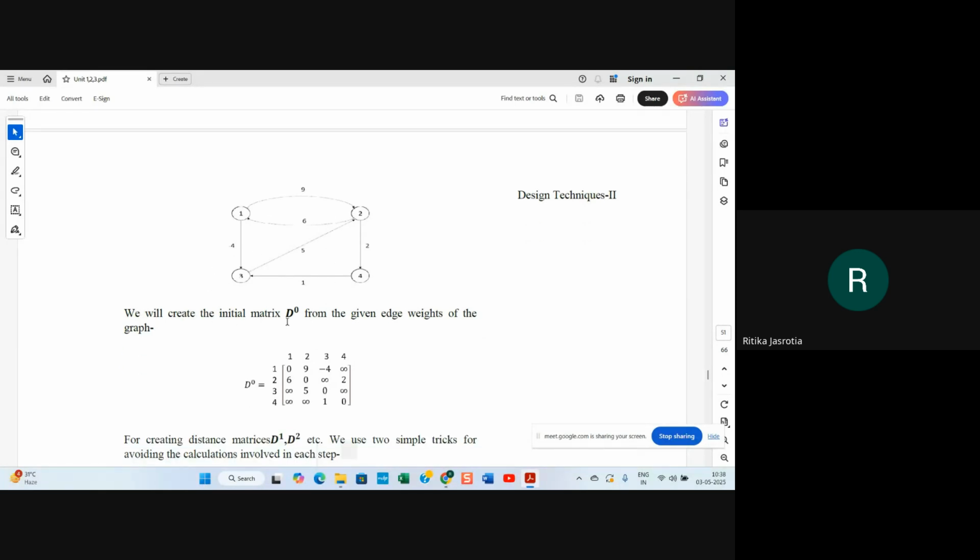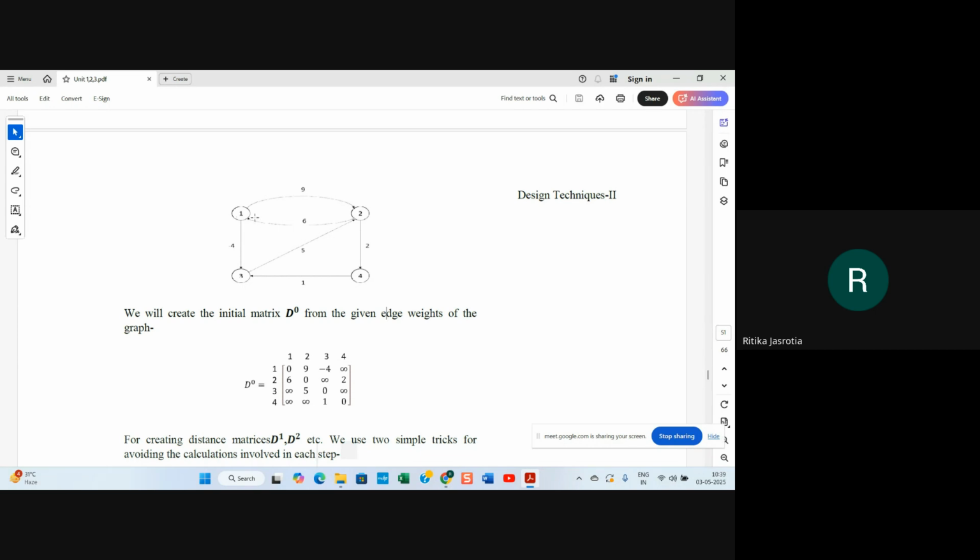So we'll create the initial D0 matrix from the given edge weights. So this is 1, 2, 3, 4 and 1, 2, 3, 4. Four vertices are there. So 1 to 1 is 0. 1 to 2, the direction is given, it is a directed graph, so 9. 1 to 2 is 9. 1 to 3 is minus 4. This is minus 4 actually, right? And then 1 to 4 is not there, infinity.